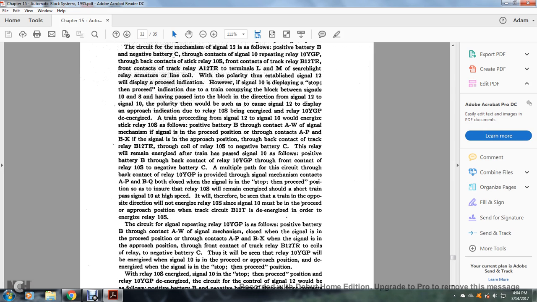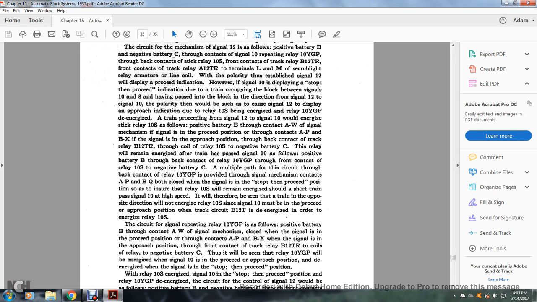The circuit for the signal 12 is followed from positive battery B and negative battery C through the contact of signal 10 repeating relay 10YGP, through the back contact of stick relay 10S, through the contact of track relay B12TR and track relay A12TR, to terminals L and M, the searchlight relay armature, and the line coil. With the polarity established, signal 12 will display the proceeding indication, while signal 10 displays stop, then proceed, due to a train occupying the block. The signals 10 and 8 have been passed in the block direction from signal 12 to signal 10.